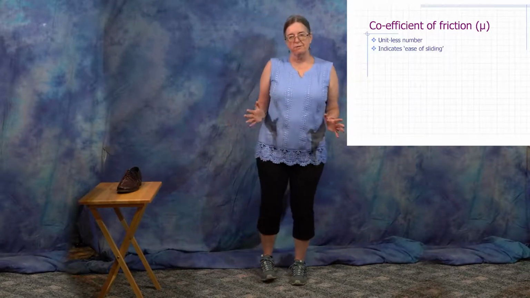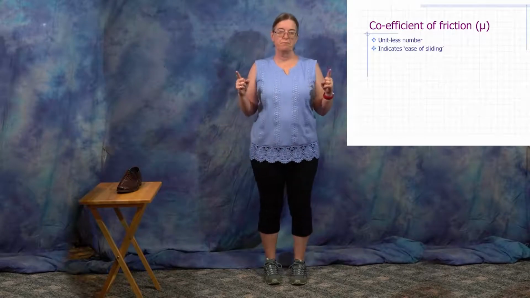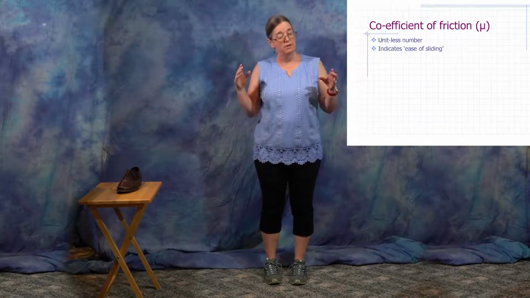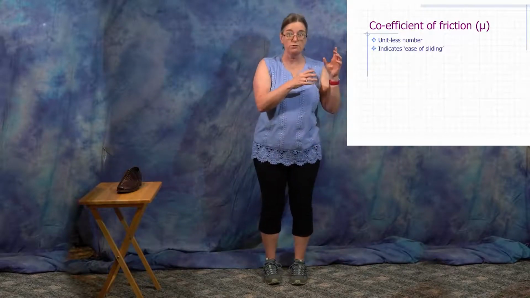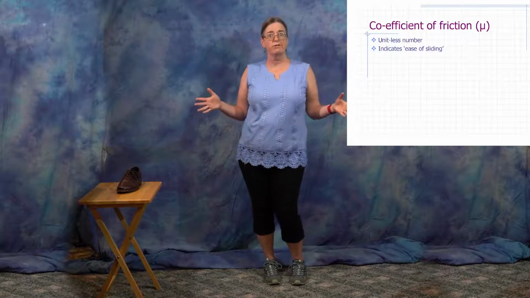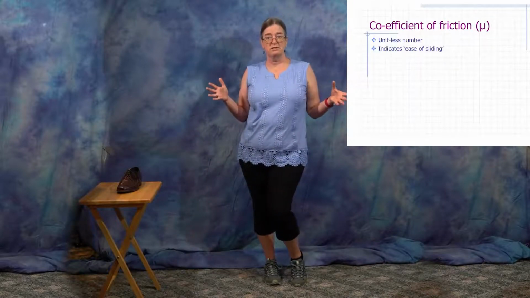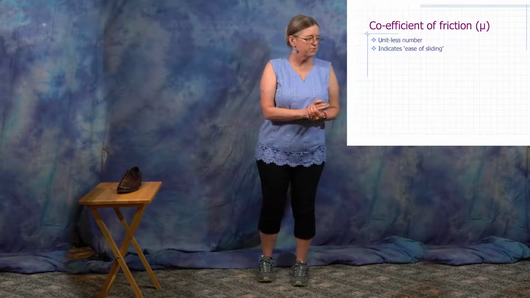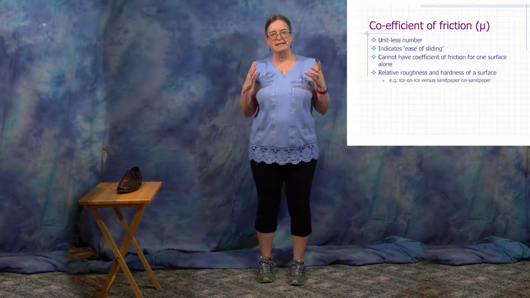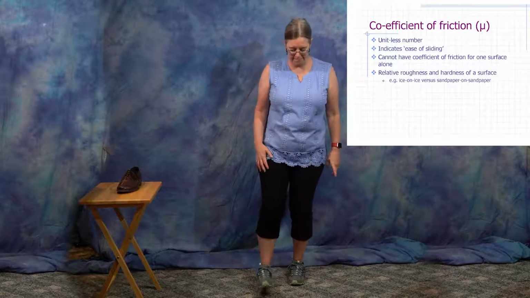So what is the coefficient of friction? Number one, it's a unitless number. How do we know that? Well, because the normal force is a force and friction is a force, so newtons equals newtons. There's no room for any other units in there. So it's a unitless coefficient. It represents the ease of sliding.